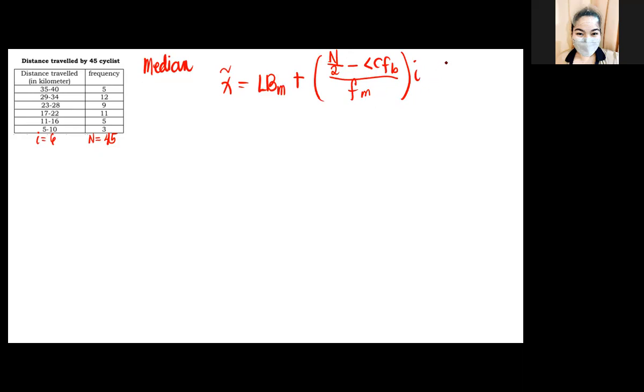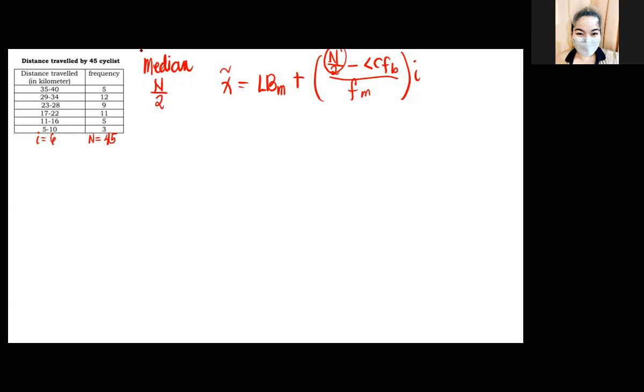Una, in-arrange natin siya pero not ascending or descending but instead we arrange it here in a frequency distribution table. Then, pangalawa, ilolocate natin siya. Paano natin siya ilolocate? Gagamitin natin to. Because this stands for the median. Median is n divided by 2, yung location niya.